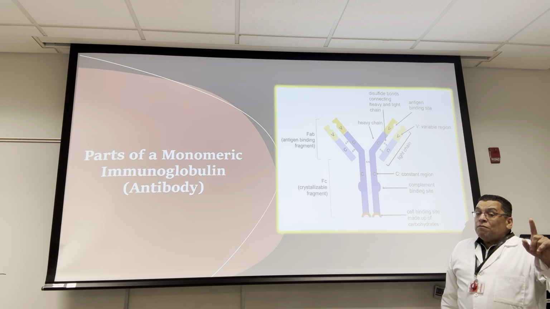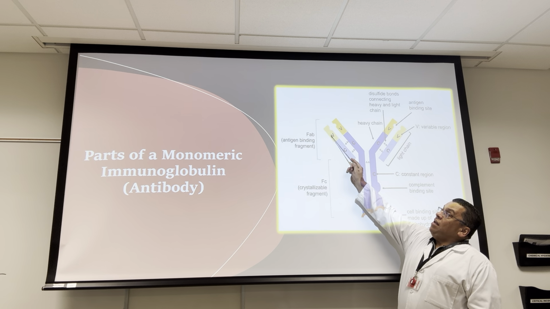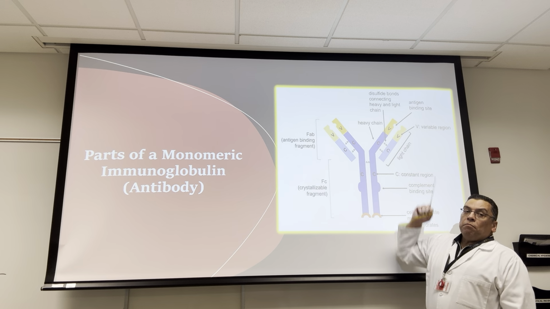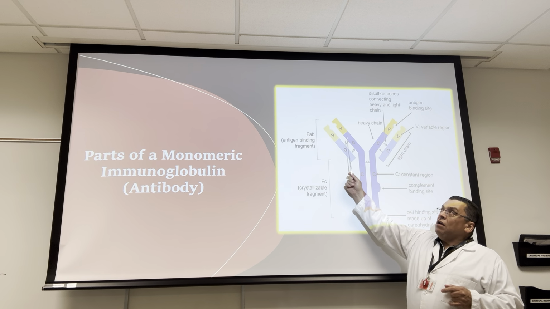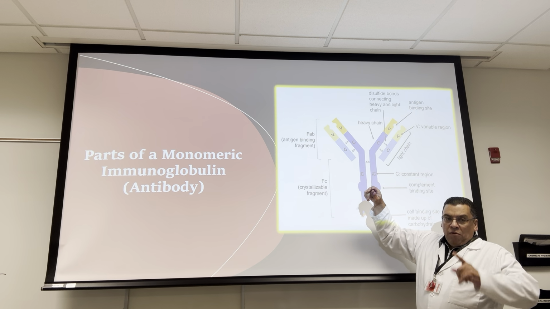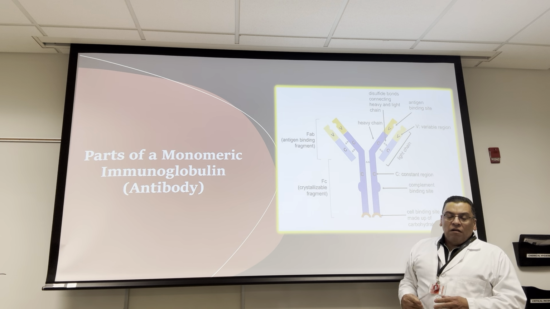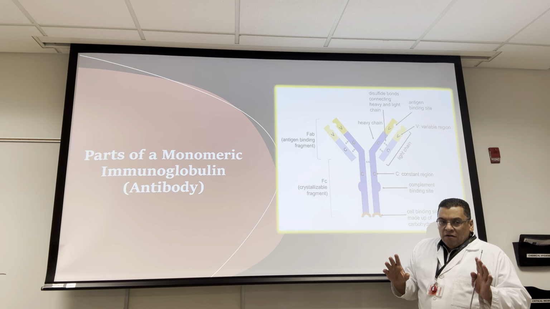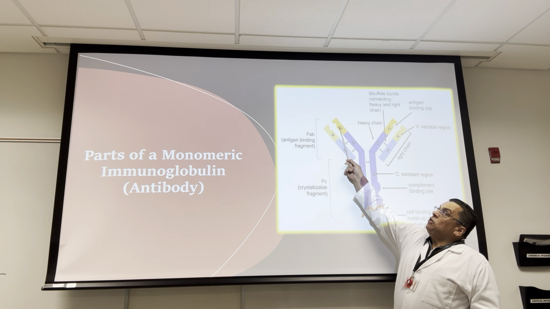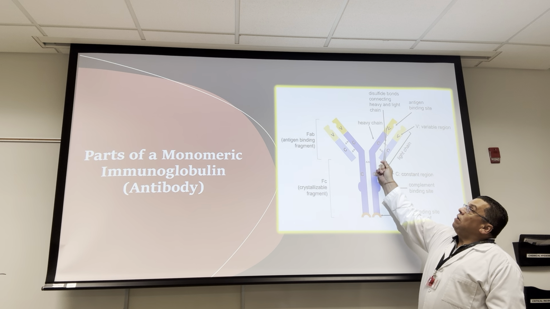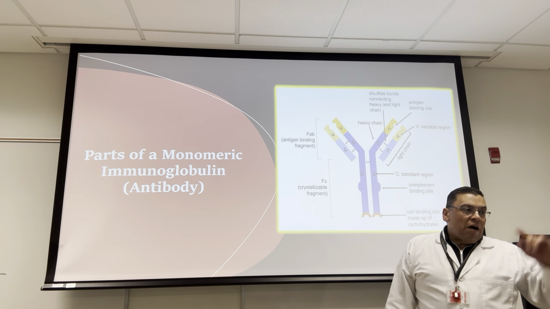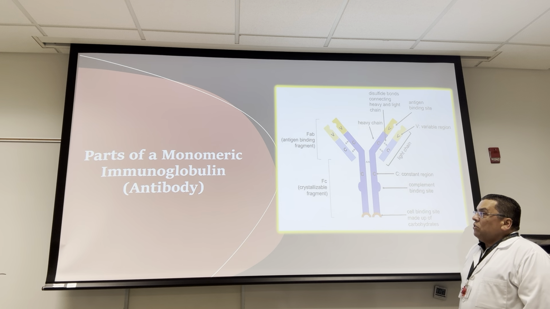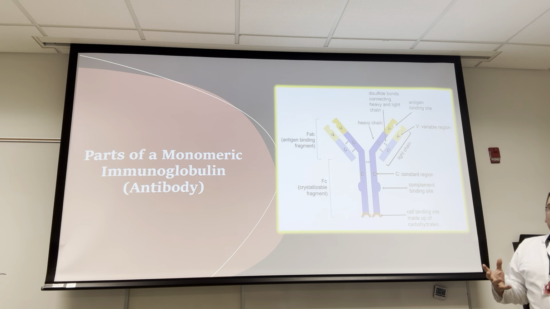But you gotta understand something. Whatever this shuffle is, this shuffle will be the same. So if this recognizes the blue cap pathogen, this one will recognize the blue cap pathogen, the same one. You will never have a variable region or a shuffle here that is different than here. That's a different antibody.